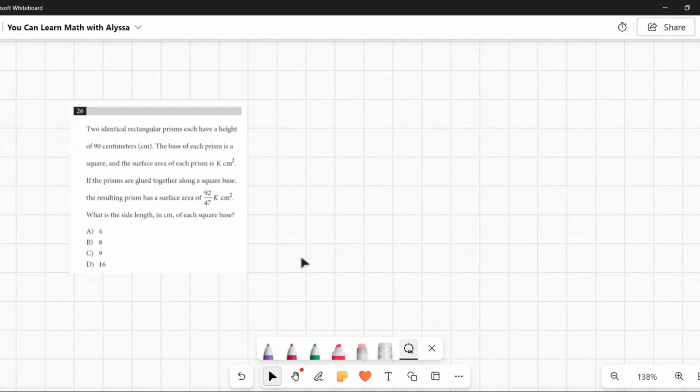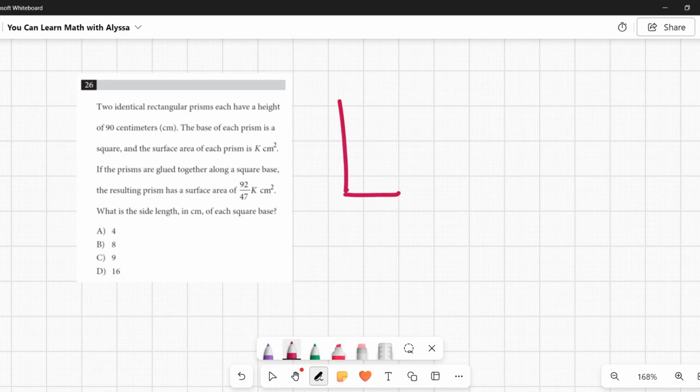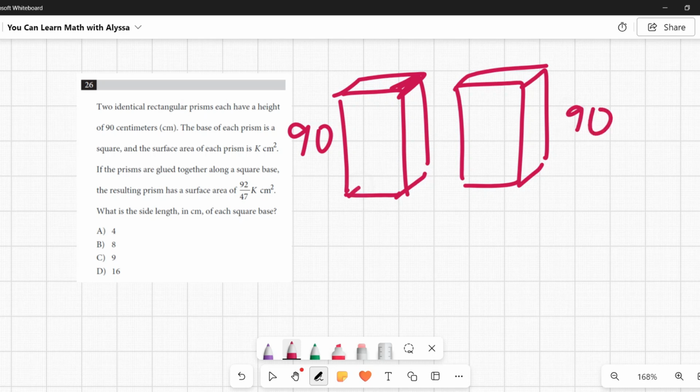All right, number 26. Two identical rectangular prisms each have a height of 90 centimeters. Okay, this is an odd duck problem, so I'm going to start drawing things here. I've got a rectangular prism, and I've got two of them, and they're both 90 centimeters. They are identical. The base of each prism is a square.